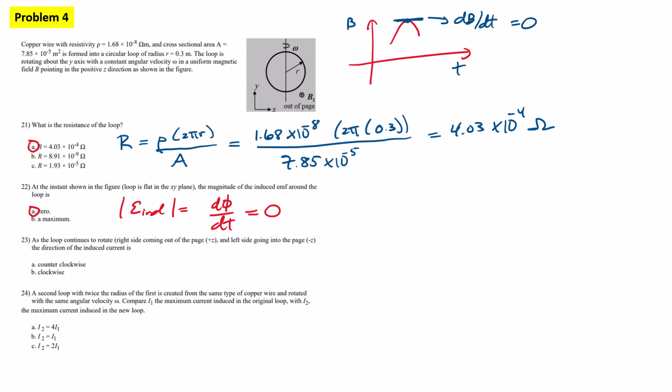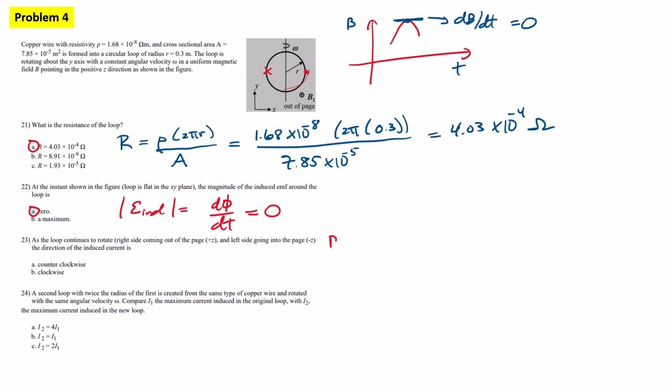All right, as the loop continues to rotate, the right side over here is coming out of the page, and the left side here is going into the page. What is the direction of the induced current? So let's think about what happens to the flux going through that loop when the right side comes out and the left side goes in.